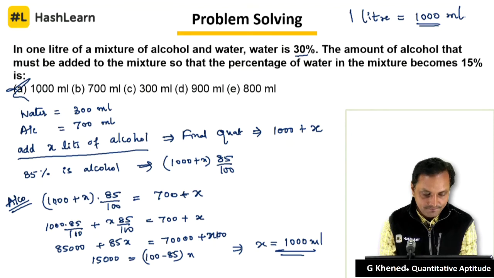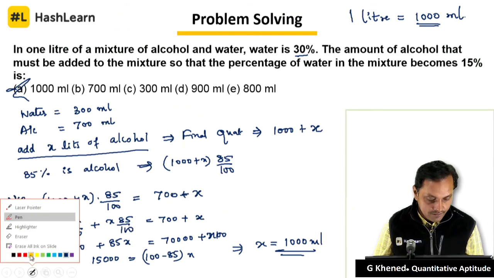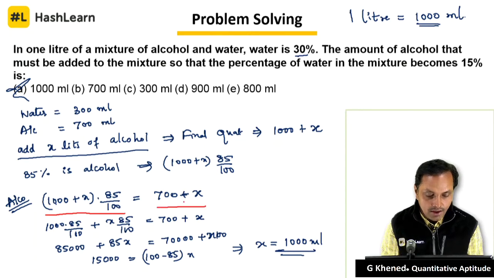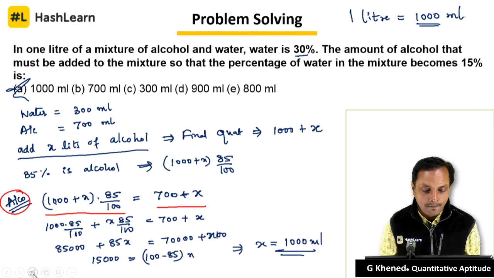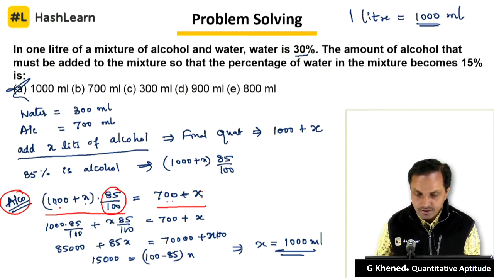Is that okay? Yeah. So this is one of the most important steps. The equation which I have given here, this is the total amount of alcohol, 85%, 1000 plus X liters of 85%, and the alcohol will be 700 ml initially plus X liters of alcohol you are putting there, 700 plus X ml. The total final answer will be 1000 ml, which is nothing but option A.